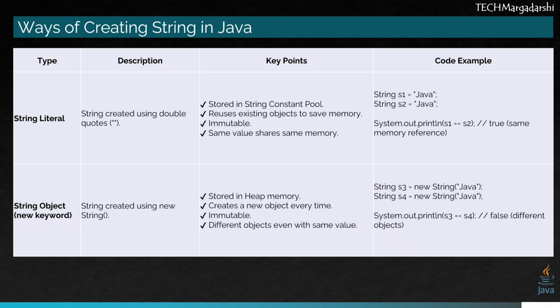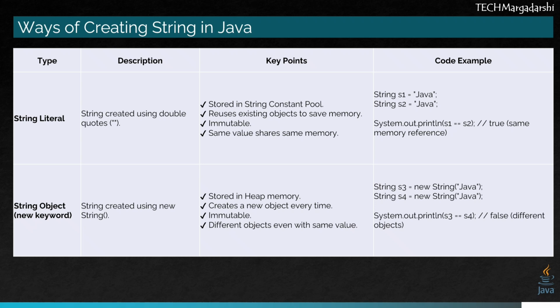That's why two string literals with the same value usually point to the same memory location. The second way is creating a string object using the new keyword. In this case, Java always creates a new object in heap memory, even if the value is the same. So each time you use new String, a different object is created with a separate memory reference.